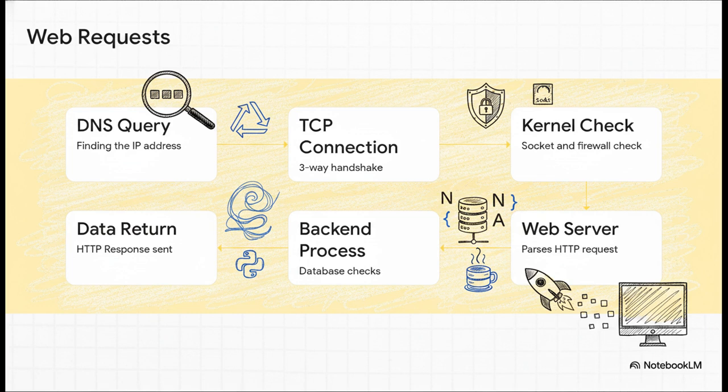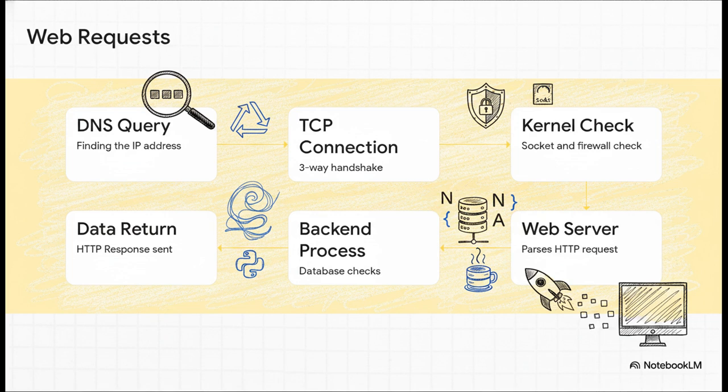Third, your data packet hits the Linux kernel, checking the firewall and finding the right socket. Fourth, a web server like Nginx or Apache grabs it and parses your HTTP request. Fifth, it gets handed off to backend processing, maybe some Python code, checking a database. And finally, Step 6, the data is packaged into an HTTP response and blasted right back to your screen.